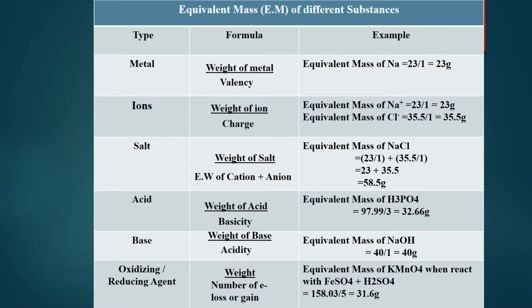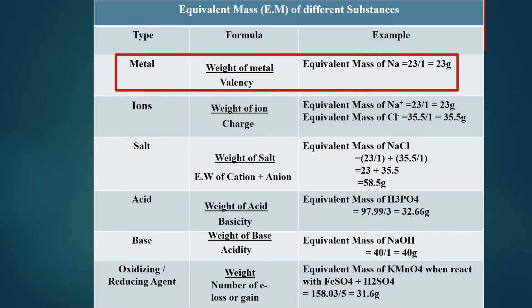For calculating equivalent mass of metal, first of all find out the atomic weight of metal. Then note down the valency of that metal. By dividing atomic weight of metal by its valency, we will get equivalent mass of any metal. For example, for calculating equivalent mass of sodium, divide 23, which is the atomic weight of sodium, by its valency, which is 1. So the equivalent mass of sodium is 23 grams.